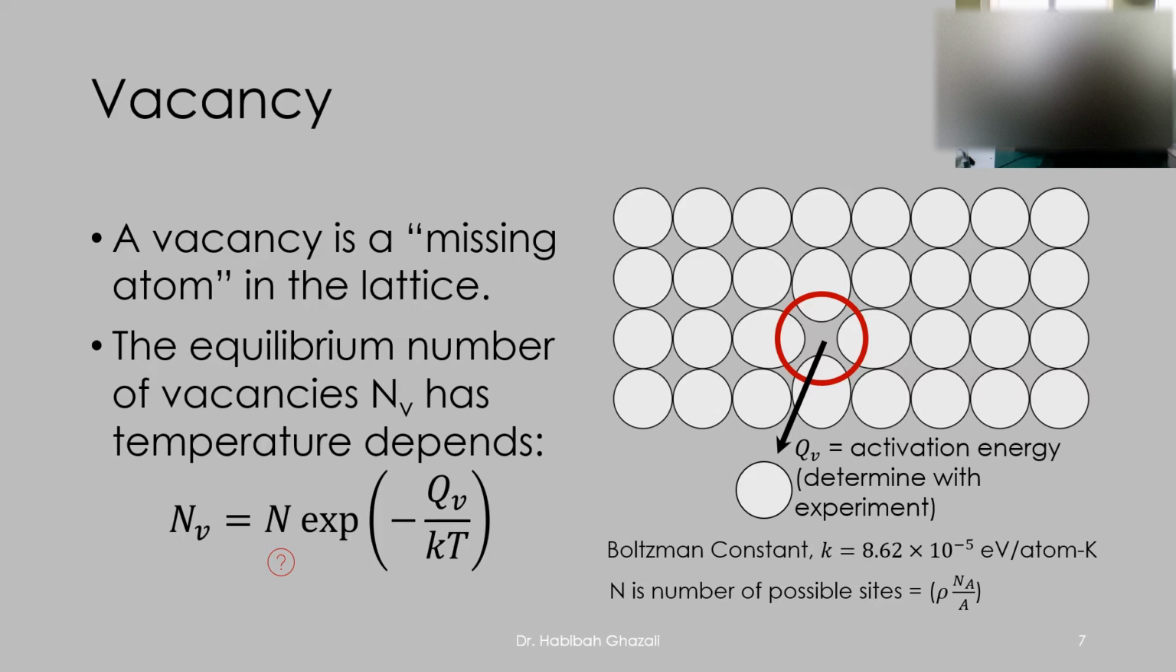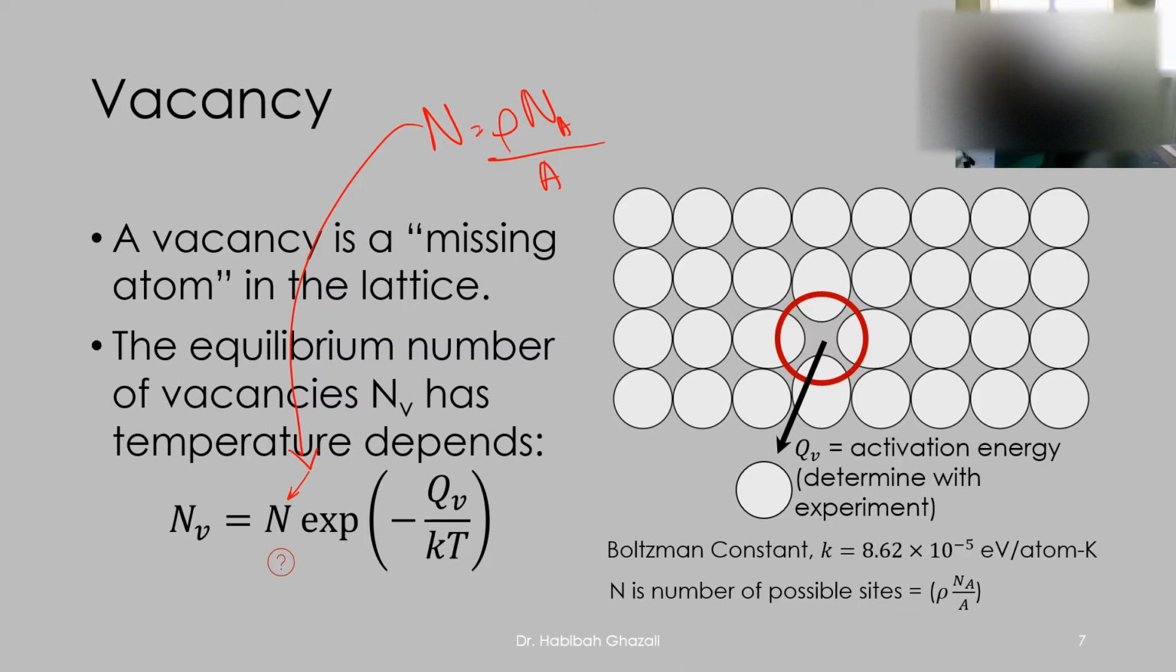We can determine that using the formula, let me write that down. The number of possible sites can be determined using this equation: the density times Avogadro's number divided by the atomic mass. That's how we find out the number of possible sites. If it's perfect, what is the number of atoms inside this crystal structure? To determine that, you use that equation there.